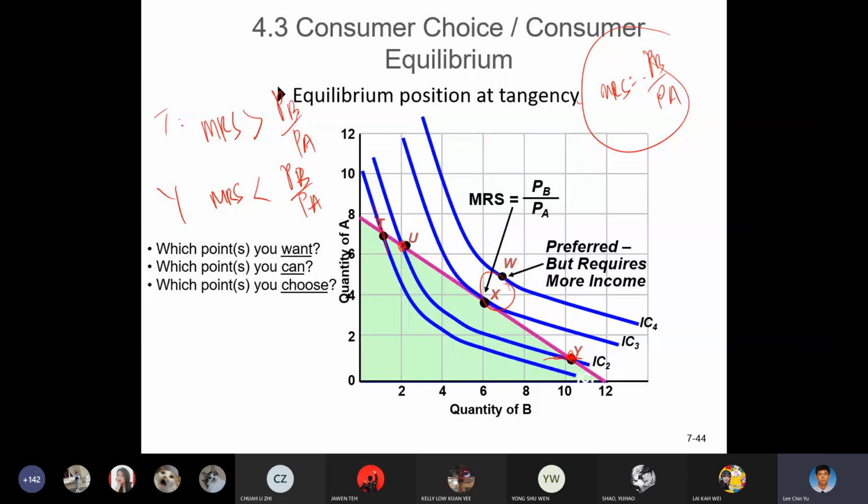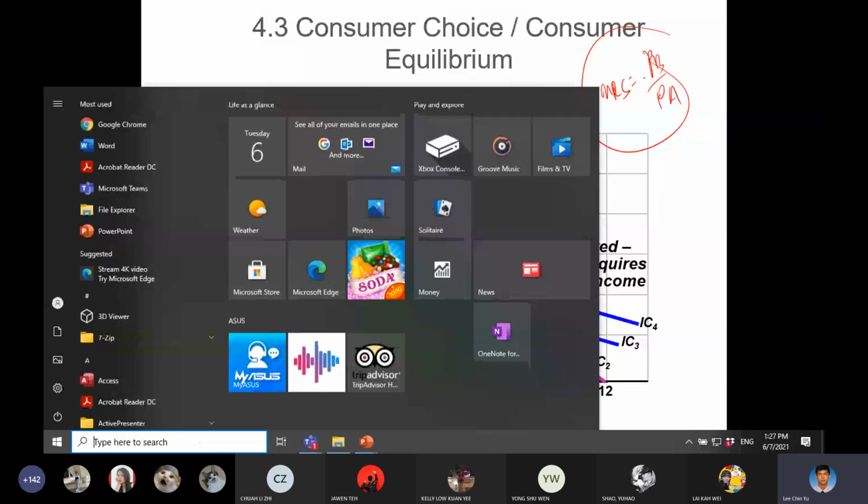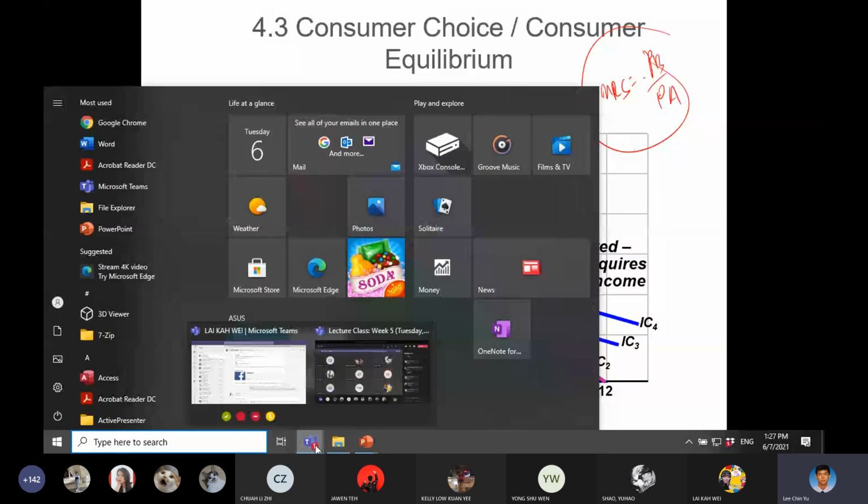Do you have any problem? Any question you want to ask about the diagram? No?